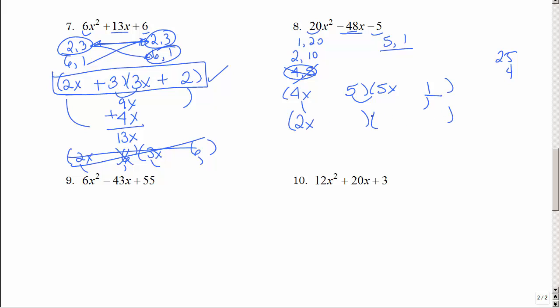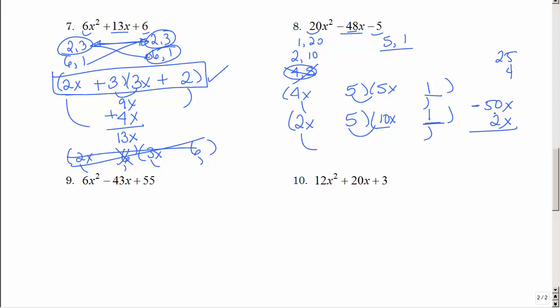So let's try the 2 and the 10. Where can the 5 not go? The 5 cannot go here because 10 and 5 have a common factor. They're both divisible by 5. So if this works, the 5 has to go there, 1 has to go here. Let's see. The middle is 50, the outside is 2.